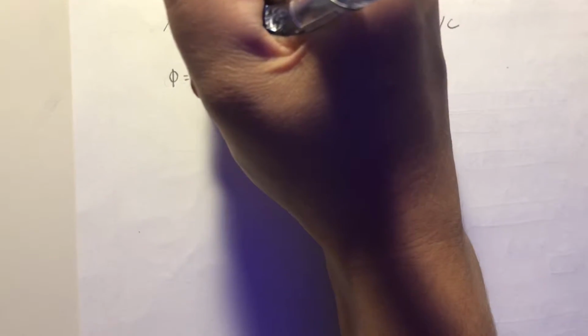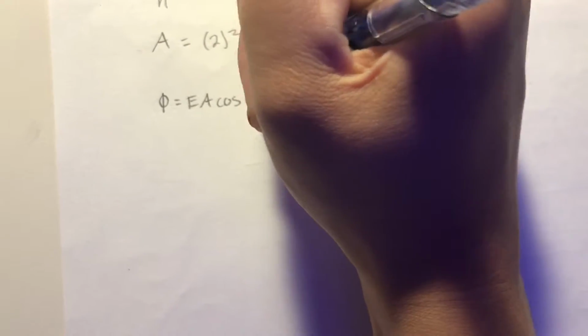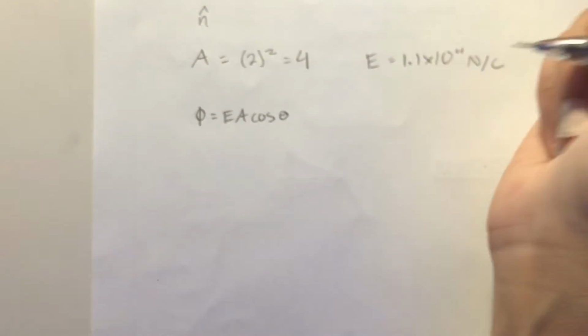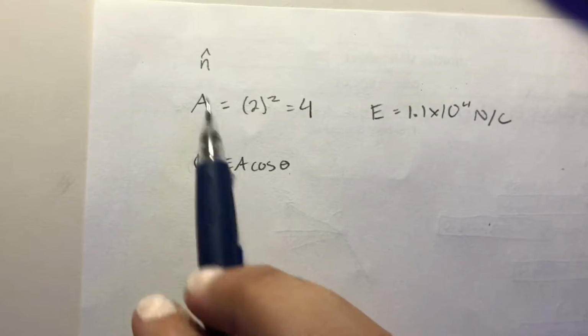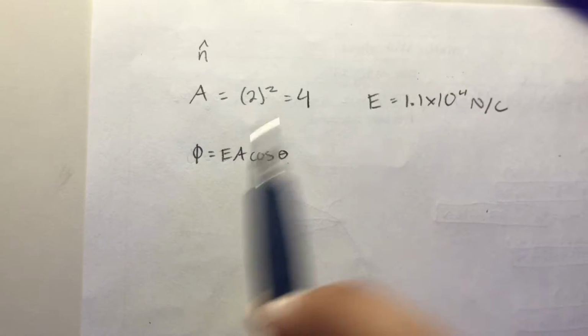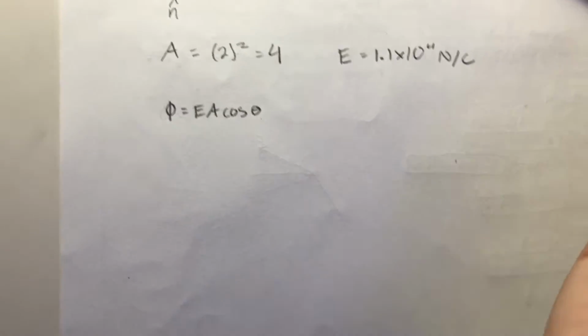Then when we're calculating flux, what we're doing is we're finding the electric field times the area, but we're only looking for the component where the two are perpendicular to each other. So this is the equation I'm using. We have the magnitude of our area, and we have our electric field. So now we're just going to find this theta, and then we can plug that in.